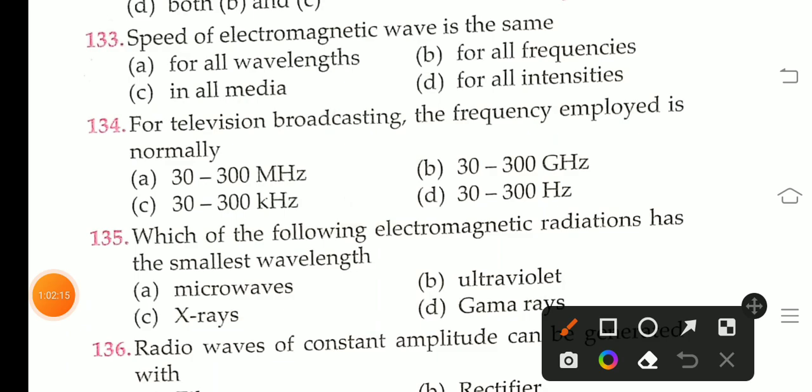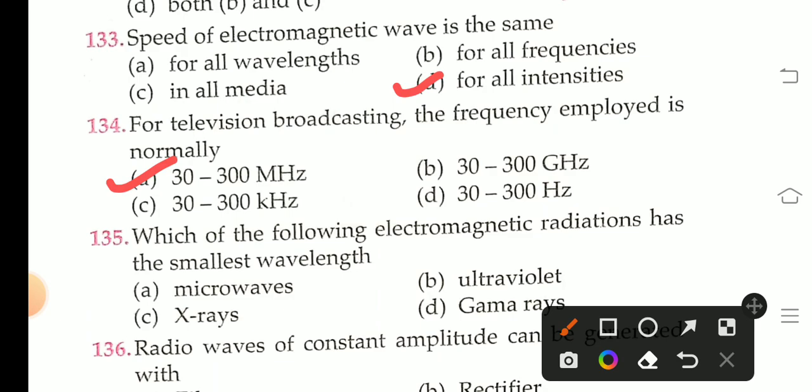Next, speed of electromagnetic wave is the same. Right answer option D, for all intensities. Next, for television broadcasting, the frequency employed is normally right answer option A, 30 to 300 megahertz.